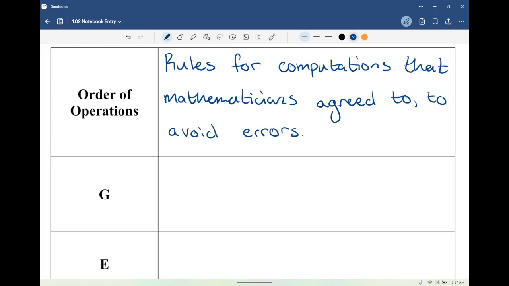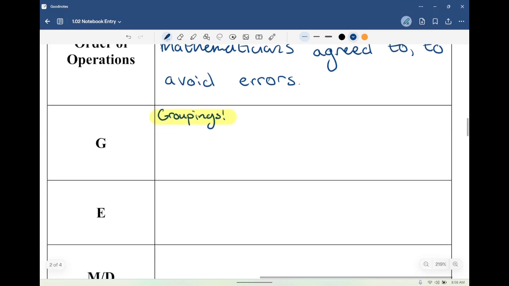And so our G, these are groupings. Now, groupings come in many different forms. This is part of this shift away from P for parentheses because it's just not inclusive enough, if you will. And so possible symbols we might see that constitute a grouping.